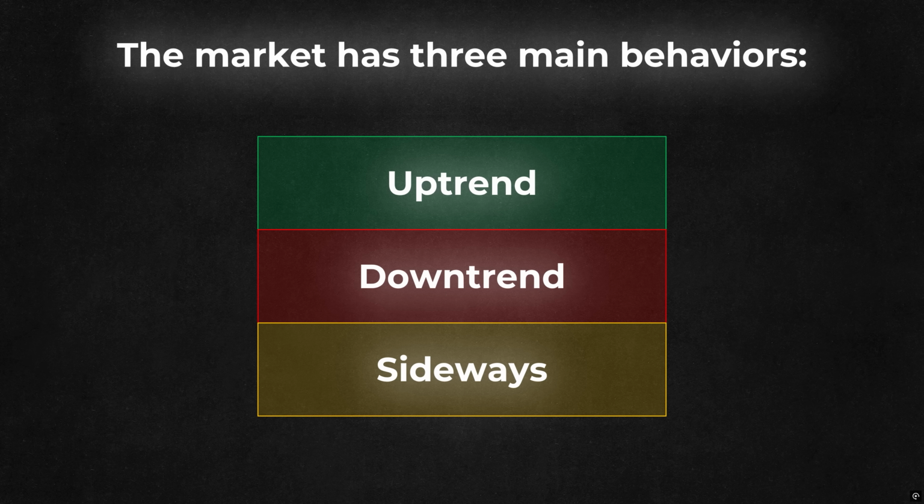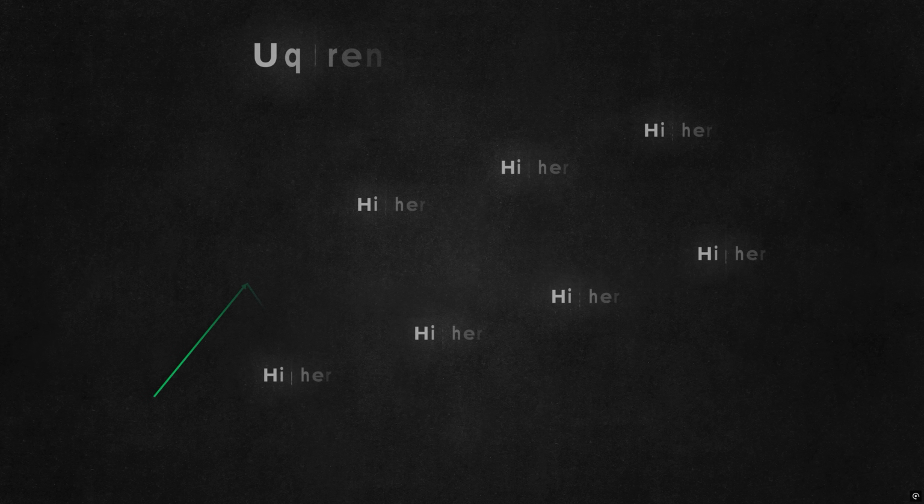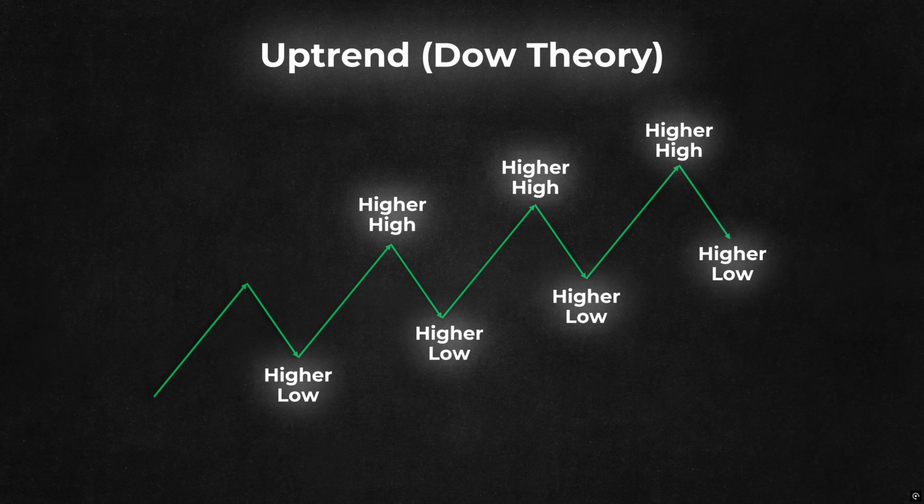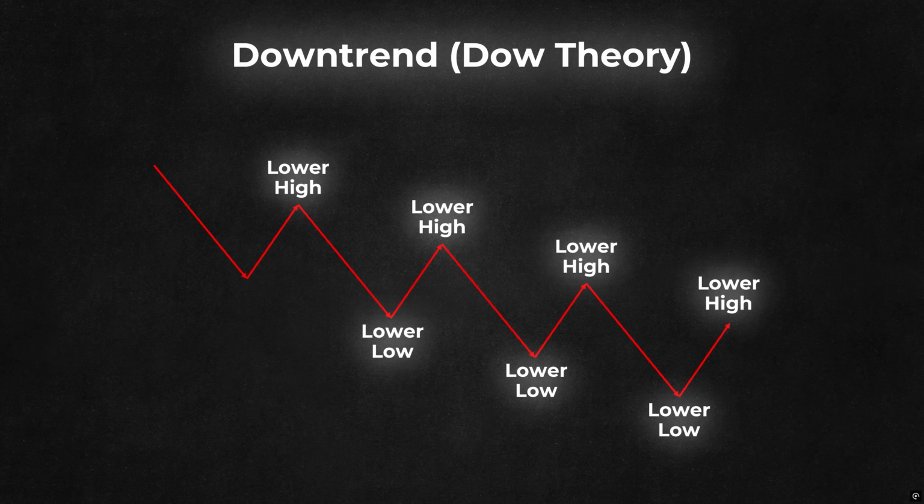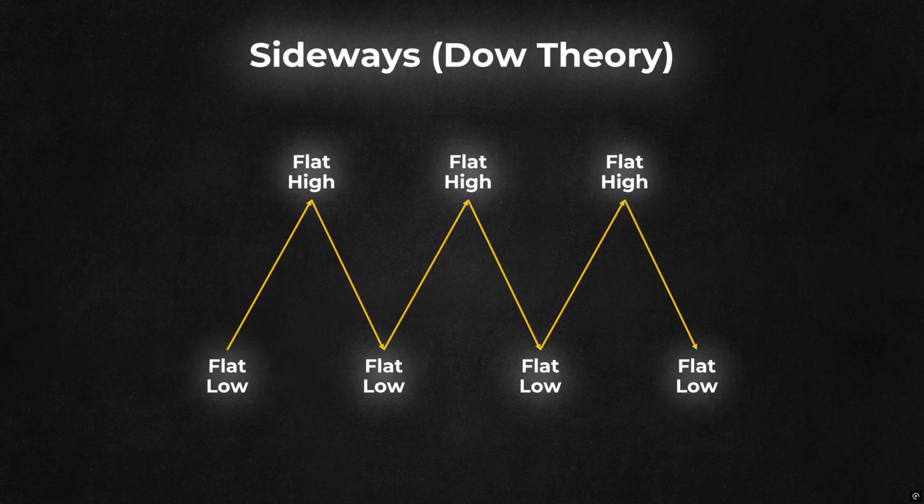The best way to identify these three basic market scenarios comes from the Dow theory. An uptrend is identified by higher highs and higher lows. In an uptrend, buyers are generally stronger than sellers, so the sum of upward price movements is larger than the downward price movements. A downtrend is identified by lower highs and lower lows. In a downtrend, sellers are generally stronger than buyers, so the sum of downward price movements is larger than upward price movements. A sideways movement is identified by flat highs and flat lows. In a sideways market, up and down price movements are relatively the same size.